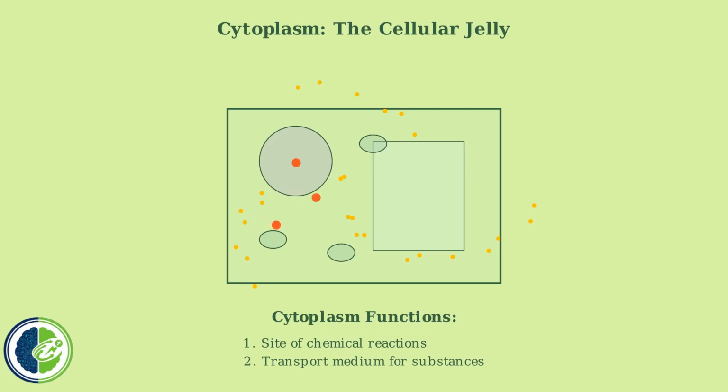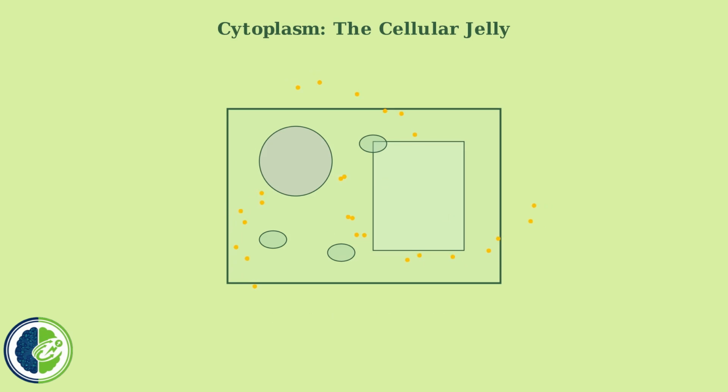Watch as we demonstrate this transport function. Substances dissolved in the cytoplasm can move from one part of the cell to another, carrying nutrients and waste products where they need to go. The cytoplasm is truly the cellular jelly that keeps everything in the plant cell connected and functioning together. It provides the medium for life's essential processes to occur.